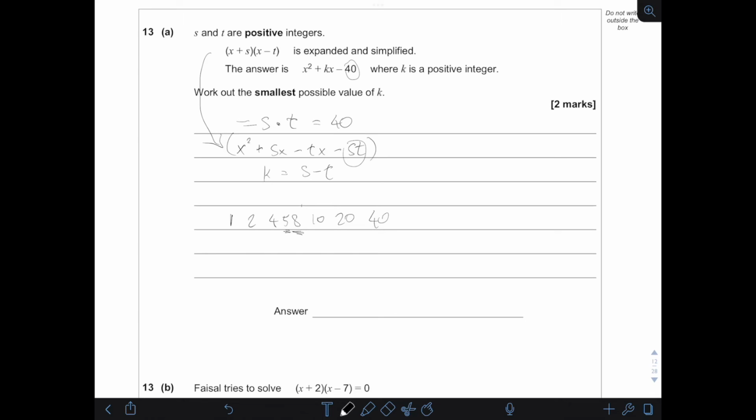So we want a small value of k, so we want s minus t to be a negative number, probably, and we want either s or t to be 5 and 8, so we want 5 minus 8 probably. So s has to be 5 and t has to be 8, and the smallest value of k would be 5 minus 8, which is minus 3. That's the smallest value that can be.